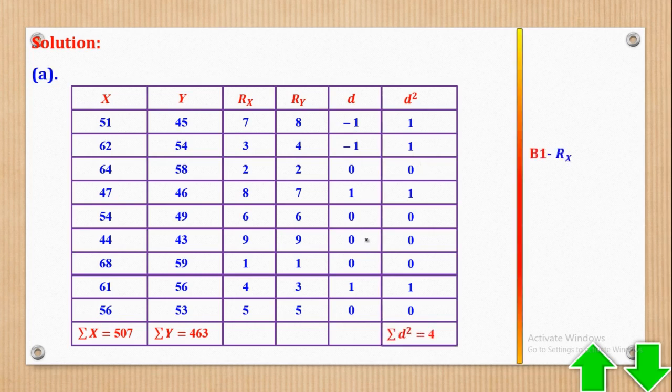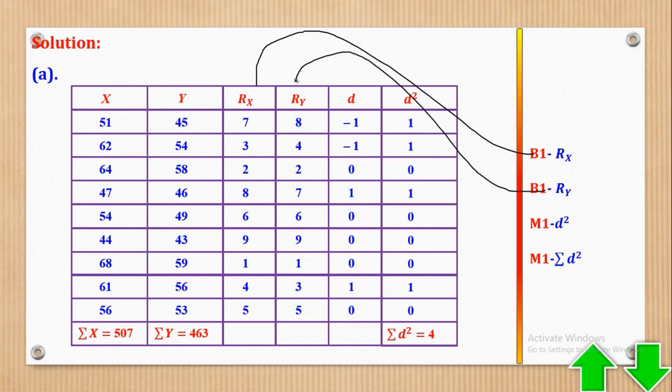So before we go to the next slide, let's see marks for this table. M1 for the column of rx, B1 for the column of ry, M1 for the column of d squared, and M1 for the summation.